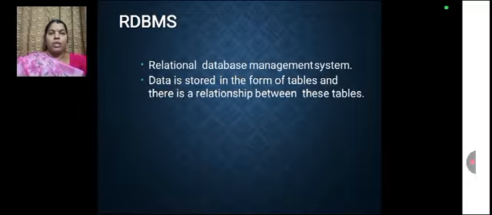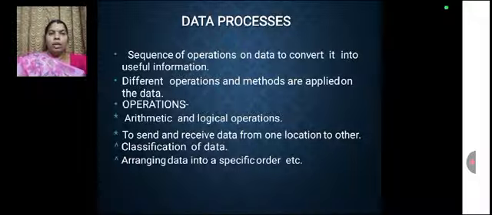RDBMS is a relational database management system. The data is stored in the form of tables and there is a relationship between these tables. The data gets processed using RDBMS, a sequence of operations on the data to convert it into useful information. Different operations and methods are applied on the data to convert it into useful information.